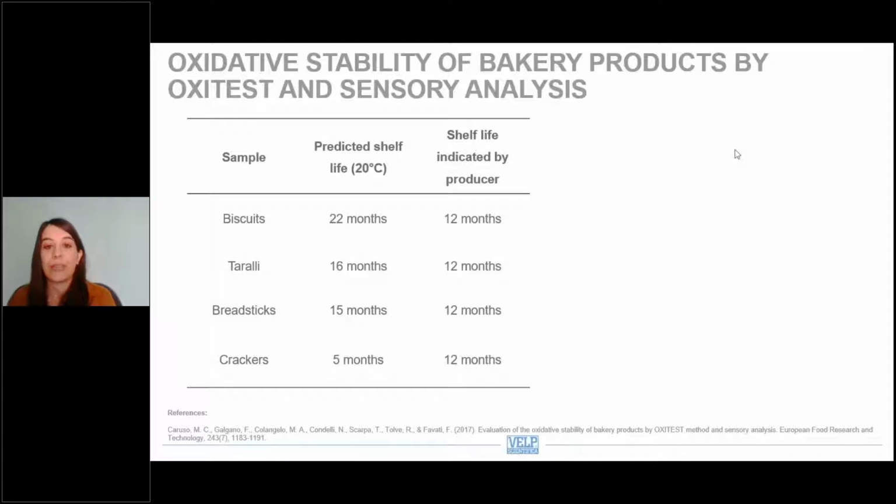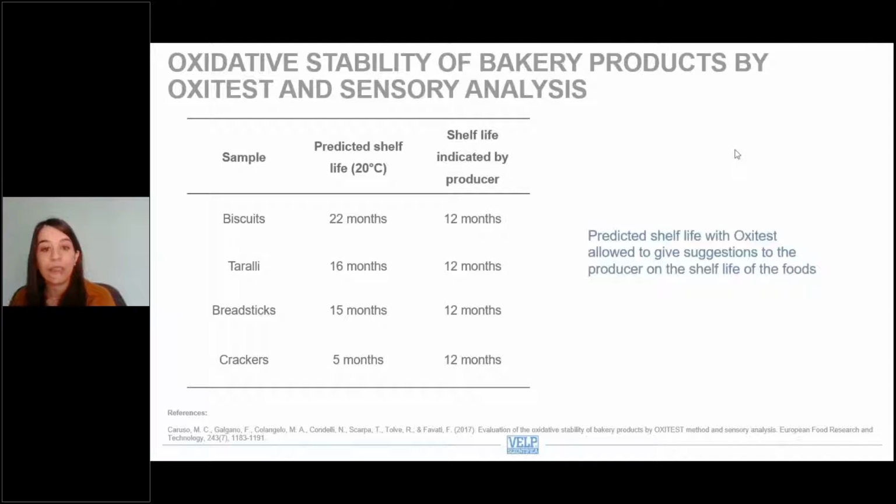Oxitest, thanks to its management software, offers the possibility to predict the shelf life of a product. So thanks to this feature, we were able to give some suggestions to the producer about the shelf life of its products. Indeed, some products such as biscuits could have a longer shelf life than what is reported on the package, whereas some others, such as crackers, should have a shorter shelf life, and this result was also confirmed by sensory studies.